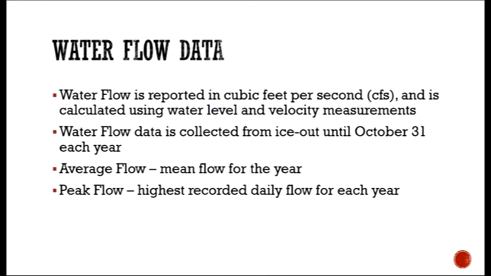Water flow. Water flow is a measure of how much water is passing through a sampling location per unit of time, in this case, cubic feet per second, or CFS. Water flow was analyzed 2 ways. Mean flow for the year, measured from ice out in the spring until the end of October each year, and peak flow, the highest recorded daily flow for each year.